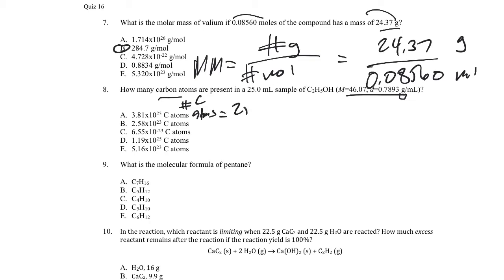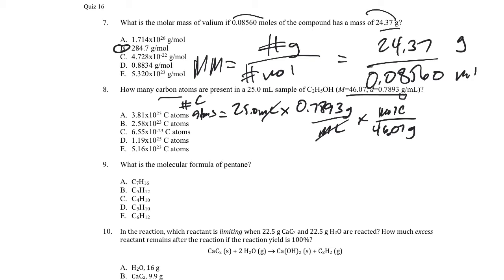equals 25.0 mL times 0.7893 grams per mL. So the volume cancels. So that's the mass of the sample. The molar mass is also given, 46.07. A lot of times you're given the molar mass to speed up the problem, so you don't have to spend your time calculating the molar mass. So that's the moles of ethanol.